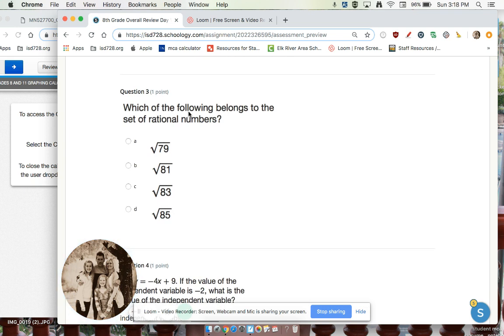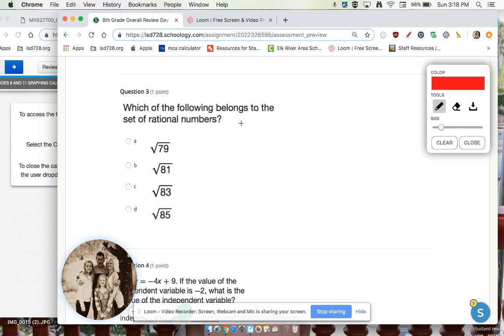Okay, which of the following belongs to the set of rational numbers? Rational numbers are anything that you can turn into a fraction or a ratio of two integers. So as long as it's a perfect square root, because like the square root of 16, for instance, turns into 4, and 4 can be written as a fraction, 4 over 1. So I'm going to try to find the square root that is perfect, because that would be the rational number.